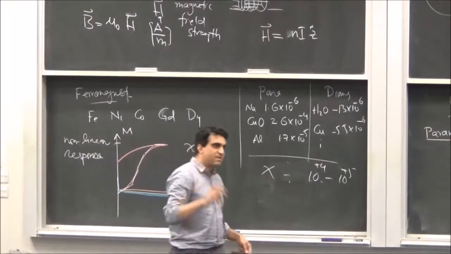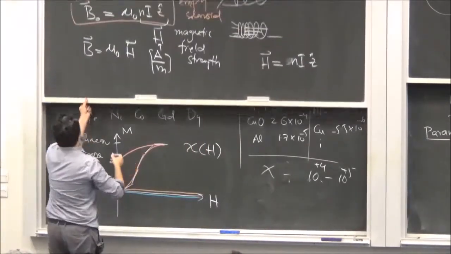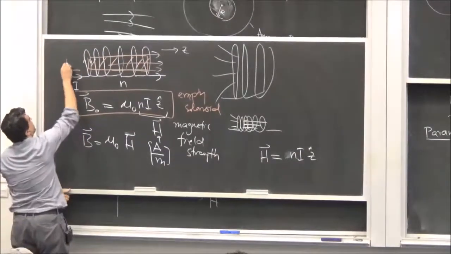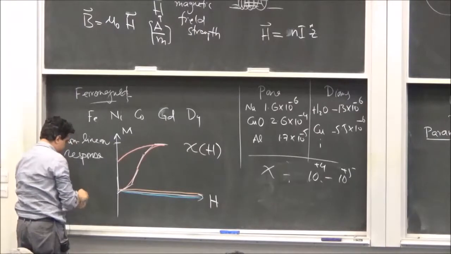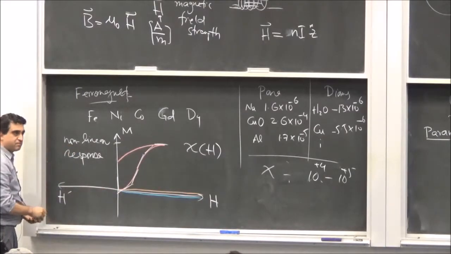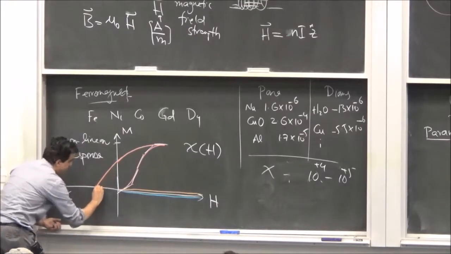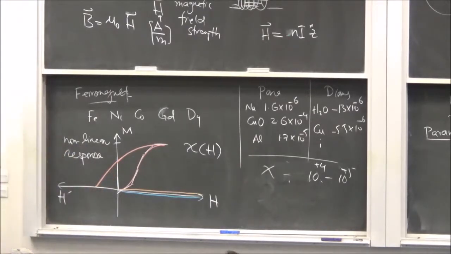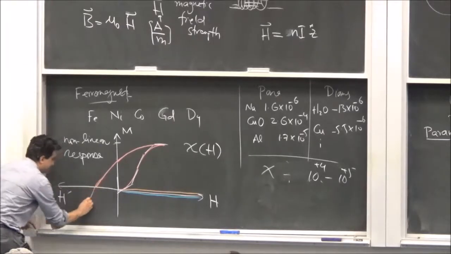If you want to remove the magnetization, what do you have to do? You have to apply current in the opposite direction now. So you have to extend H into the negative side. Then you would be able to decrease the magnetization further to make it zero. But if you increase the field again, you would magnetize it in the other direction.